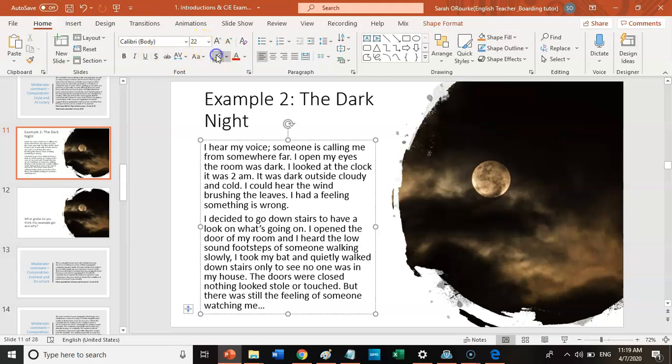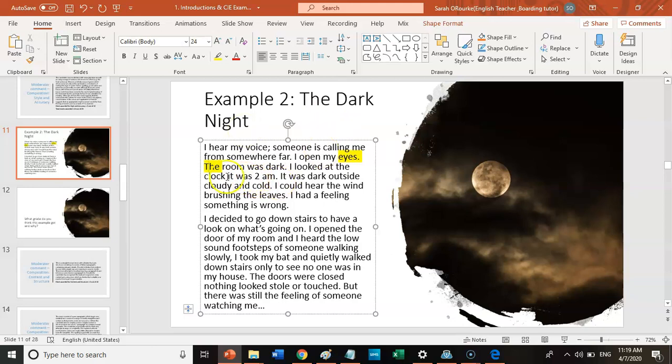Let me point out some of that to you. I opened my eyes, the room was dark. That there should be 2 separate sentences, right? So you should really put a full stop there and a capital letter, or join them up with a conjunction. I opened my eyes, but the room was dark.